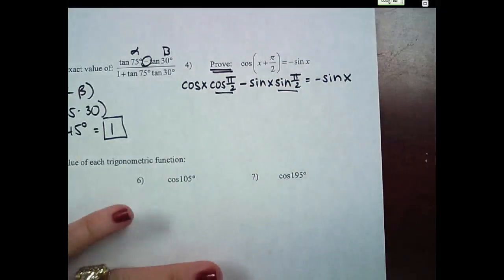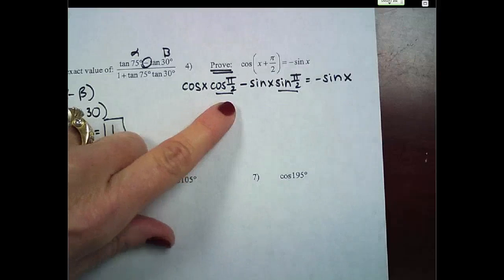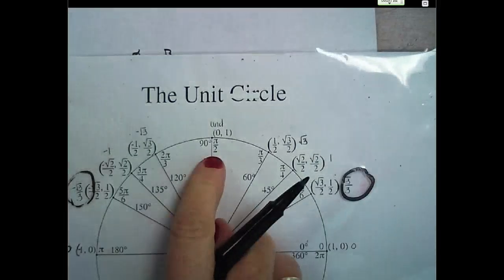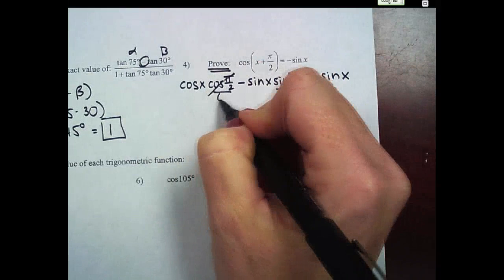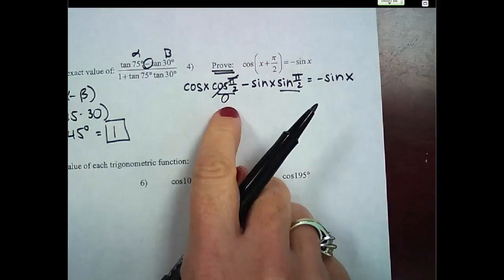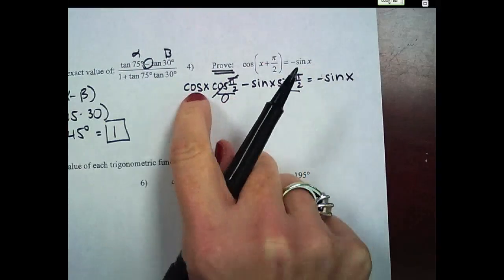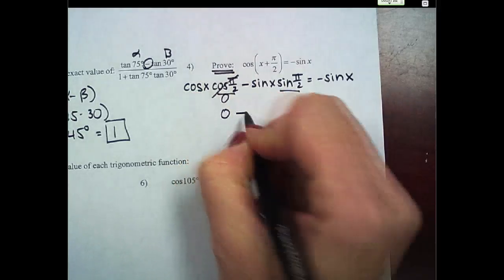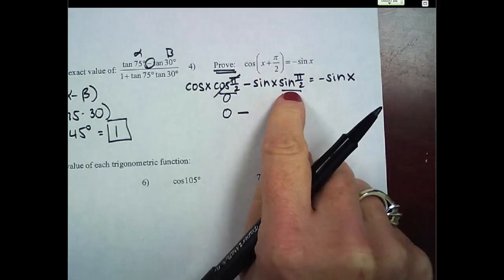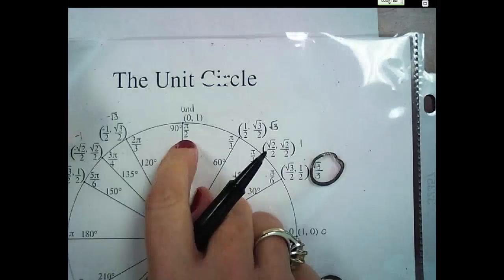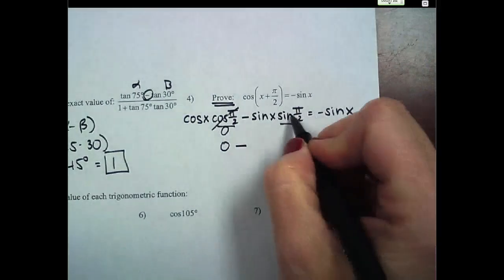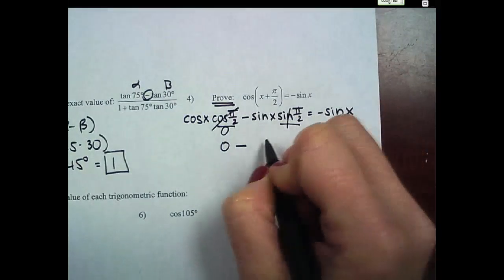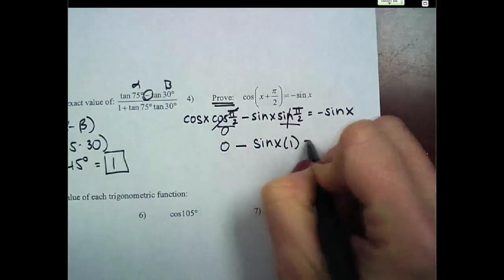So use your unit circle, find cosine at pi over 2. Here's pi over 2. Cosine then would be 0. So this value right here is actually 0. Now 0 times cosine is just 0, it's gone. Minus, now find sine at pi over 2. So here's pi over 2, sine at pi over 2 is 1. So this value is 1. So you actually have sine of x times 1 equals the other side.